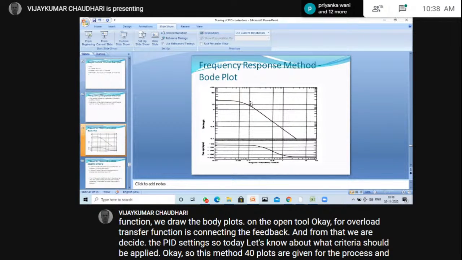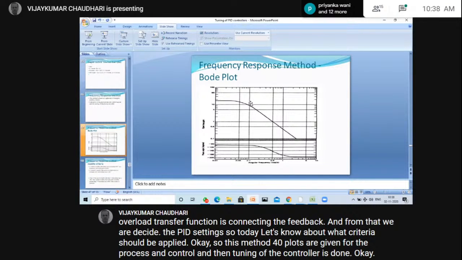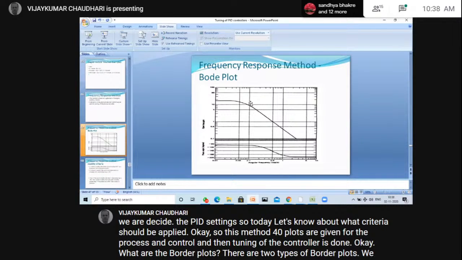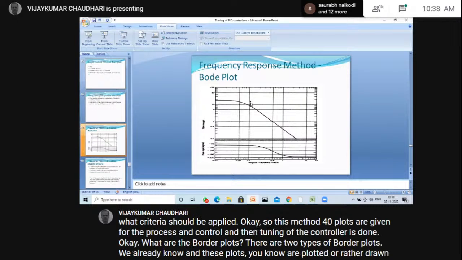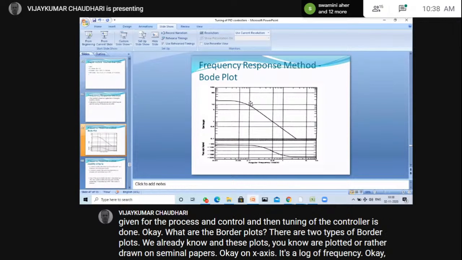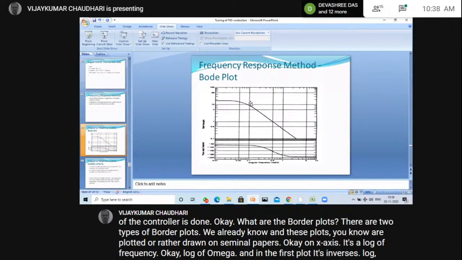What are the Bode plots? There are 2 types of Bode plots. We already know these, and these plots are plotted or rather drawn on semi-log papers. On the x-axis it's the log of frequency, log of omega. In the first plot it's gain versus log omega, whereas the second plot is phase versus log of omega. So 2 plots are shown here.